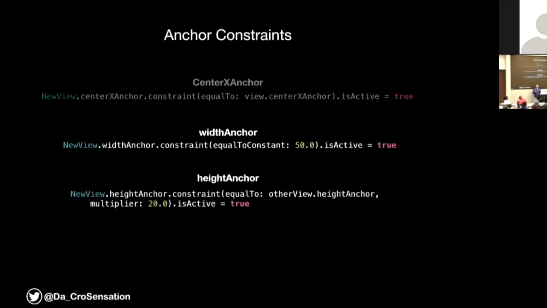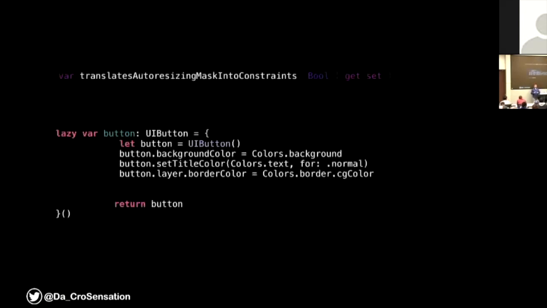So one thing that I missed on here, that if you guys have done programmatic, you might have already caught. And if not, it's all right, because I feel like anytime we lay out views programmatically, this is always missed. But translates autoresizing mask into constraints needs to be set to false. Otherwise, we're going to get some weird issues. This is typically set to true by default for us.